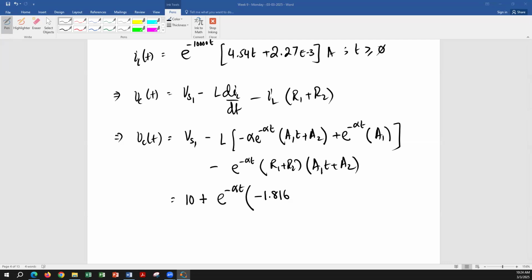Okay, and negative R1 plus R2 times A2. Okay. Negative 2 point .72.